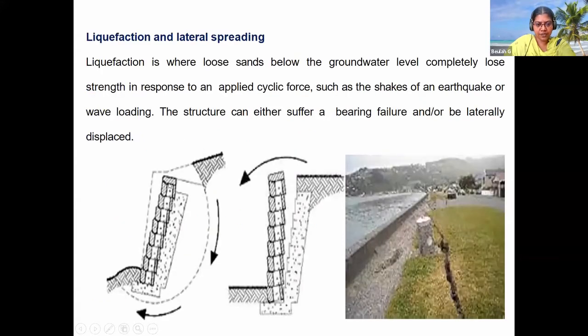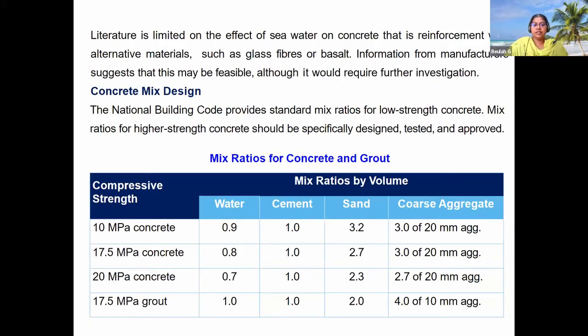So here you can see how the liquefaction has happened. It is curved outside. The original wall was like this, and because of the liquefaction, the soil strata underneath this wall has become very loosened. So because of the liquefaction factor, this has creeped outside, and the tidal wave water penetrated underneath and dislocated the entire wall. And this is common for 10 MPa, 17.5, 20 MPa, and 17.5 reinforced concrete. This is the common water-cement ratio and mix which we provide to construct the walls as per the National Building Code.